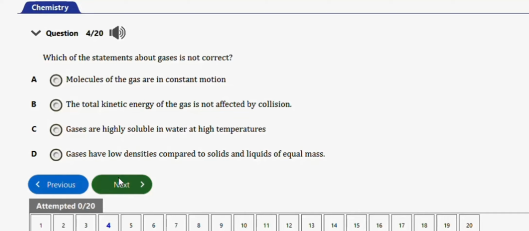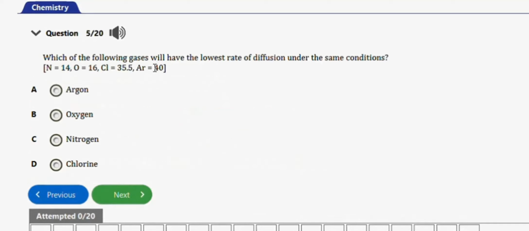So the next question will be this one. It says, which of the following gases will have the lowest rate of diffusion under the same condition? So for this question, the right option will be option D, which is chlorine. Alright, chlorine gas. So that's it for this question.